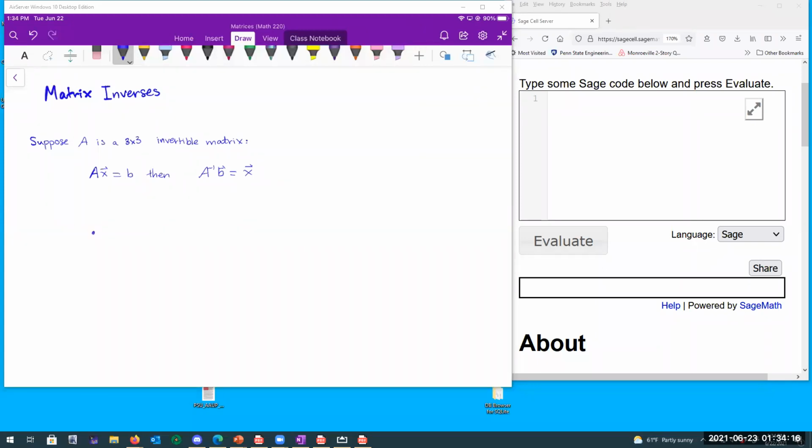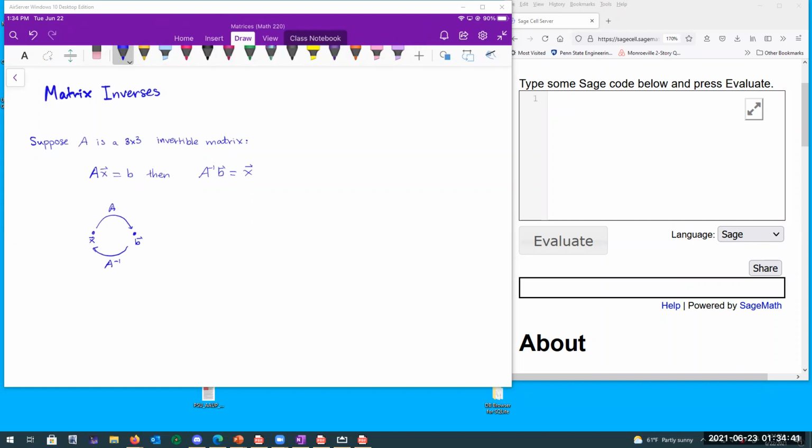Okay, and we can think of this like a cycle where multiplying by A sends X to B, and multiplying by the inverse sends B to X.